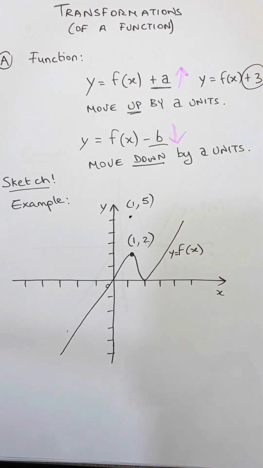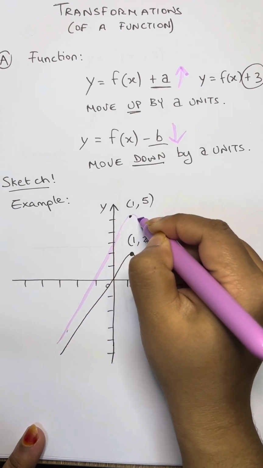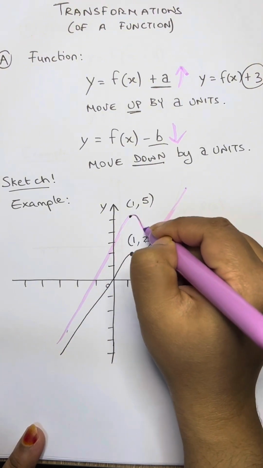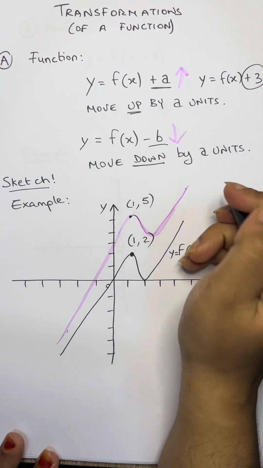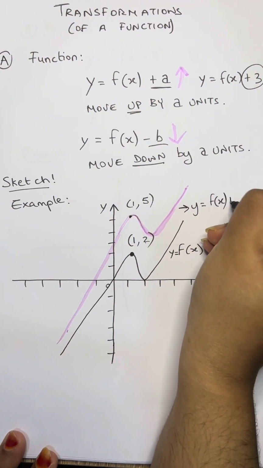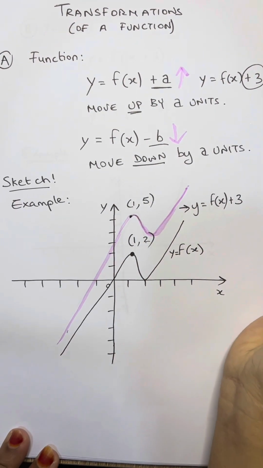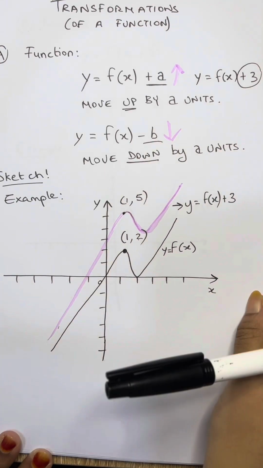So I'm going to resketch this. So this is the graph now. This is the graph of y equals f of x plus 3.